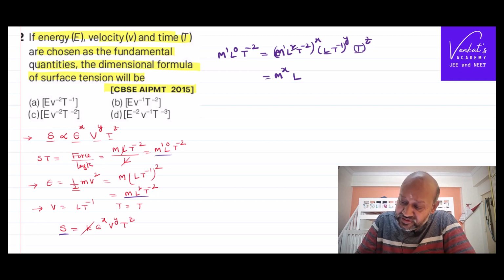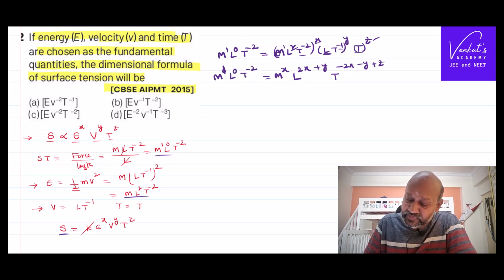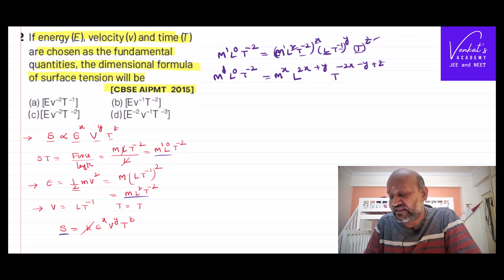Length has the dimensions of 2x. Here it has a dimension of y. Here no dimensions of length. Time has a dimension in the first term as minus 2x. Here minus y. Here plus z. That's on right hand side. Left hand side, anyway, we know the dimensions: M power 1, L power 0, T power minus 2. As I told you, as per the principle of homogeneity, when a physics equation is correct, the dimensions of fundamental quantities on left hand side and right hand side shall be equal.